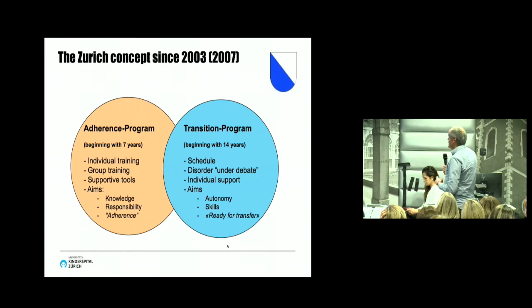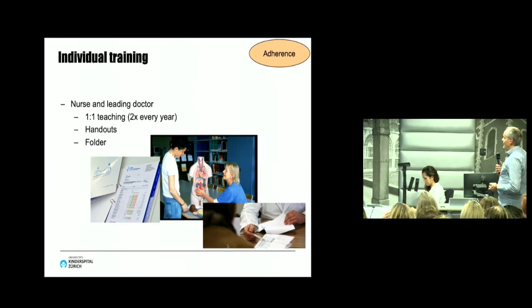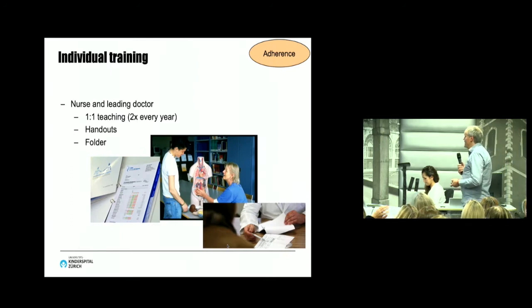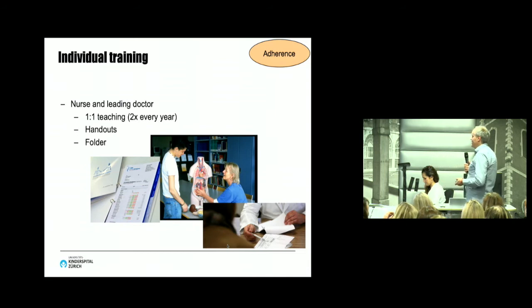So what have we done in Zurich? We do have an adherence and a transition program. The adherence program starts at 7 years. There is individual training and supportive tools, and we have a transition program which then starts at 14, including also individual support. In detail, adherence is taught by a nurse and the leading doctor.